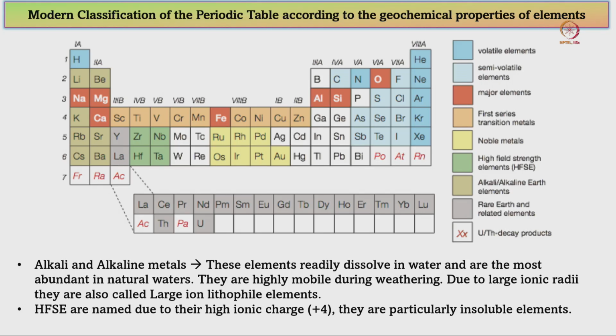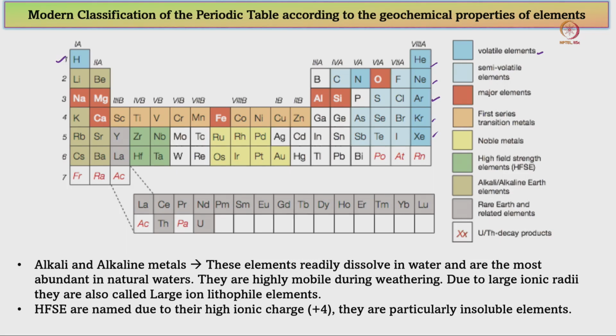Let us see. In the first group, we are going to see the volatile elements. So, helium, neon, argon, krypton, xenon and hydrogen here, they are all the volatile elements. A little less volatile, the semi-volatile elements, we have carbon, nitrogen, fluorine, chlorine, sulfur and all these elements. They are slightly less volatile.